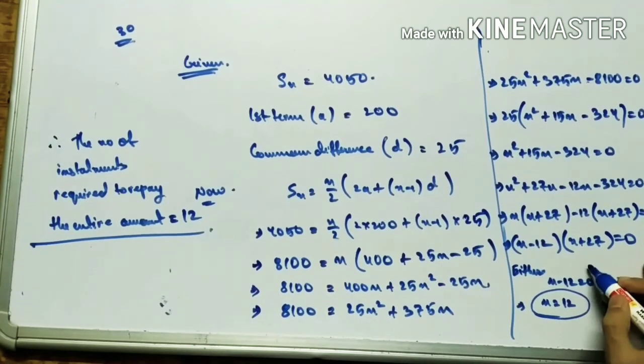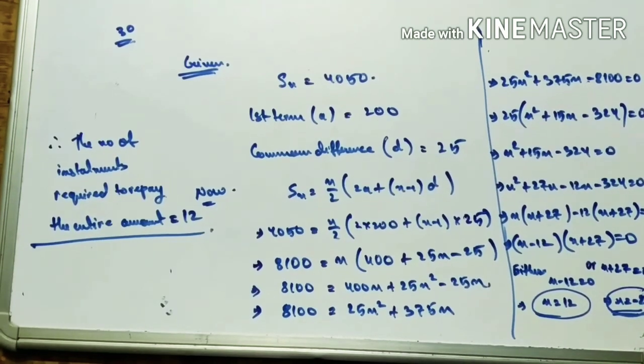This one it is or, okay, or n plus 27 is equals to 0. Okay, so n is equals to minus 27.